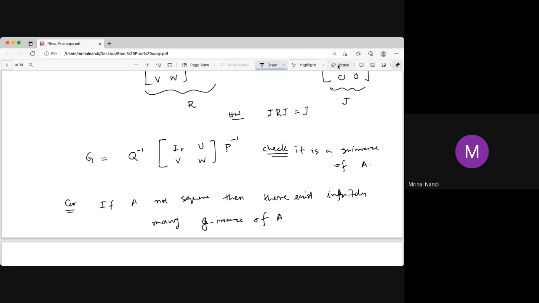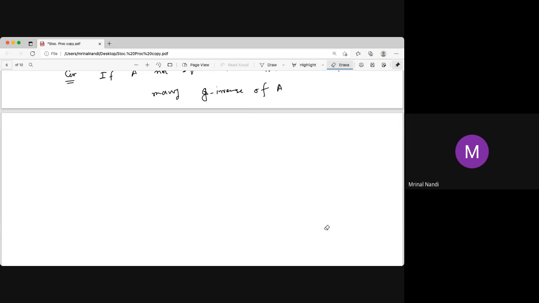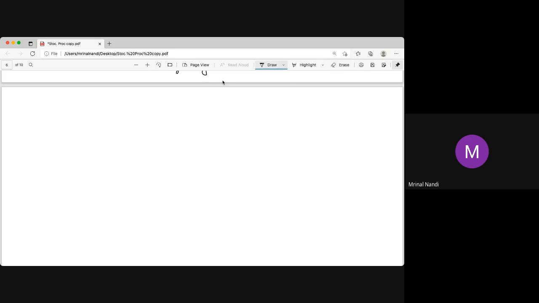And the third method to calculate G inverse is this. Since A has rank R, we choose a suitable R cross R non-singular submatrix of A, with blocks A11, A12, A21, A22. Choose any R cross R non-singular submatrix.